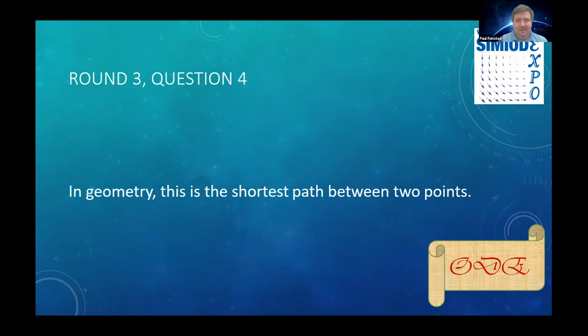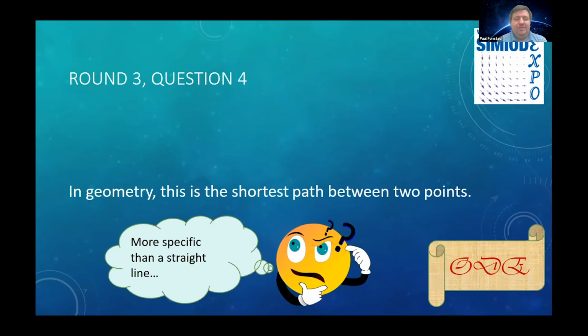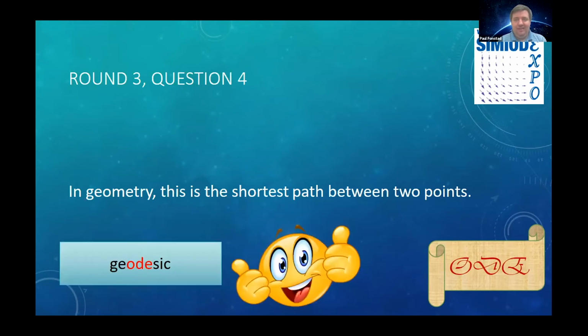Yep. And it's more specific than a straight line. Did have 1 person get it in the comments. Yep, now 2. Answer is a geodesic. So geodesic being the shortest distance, or shortest path between 2 points.